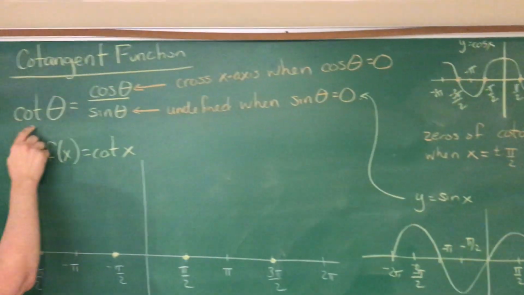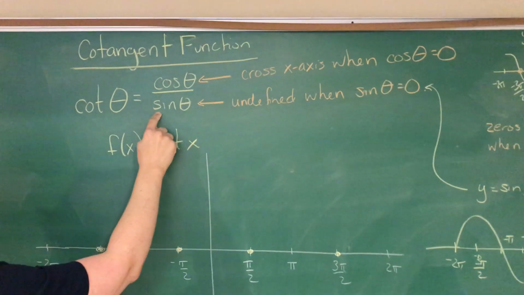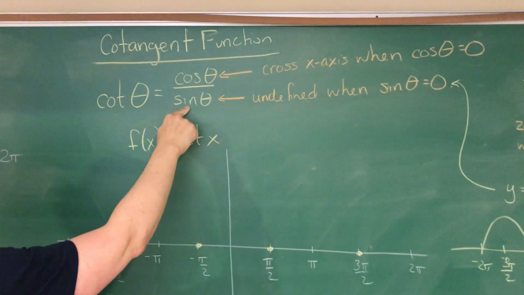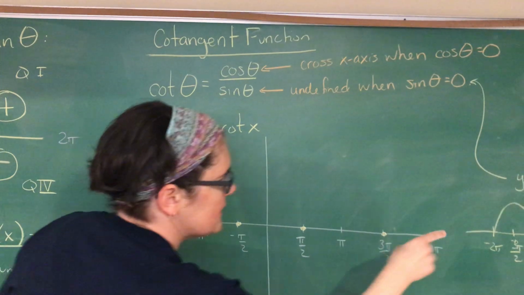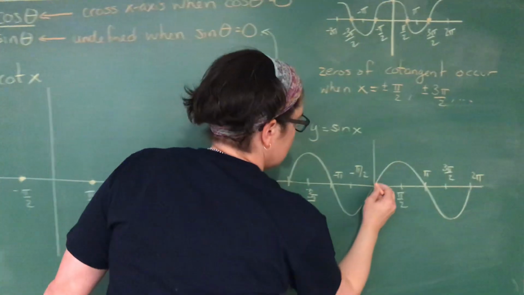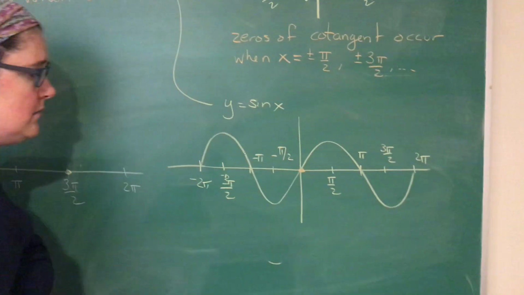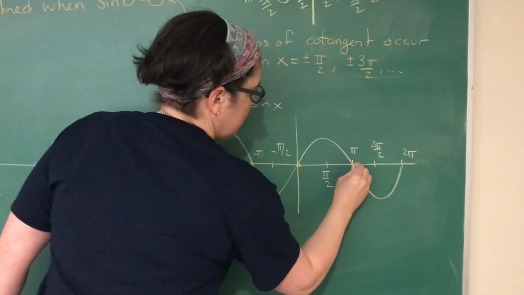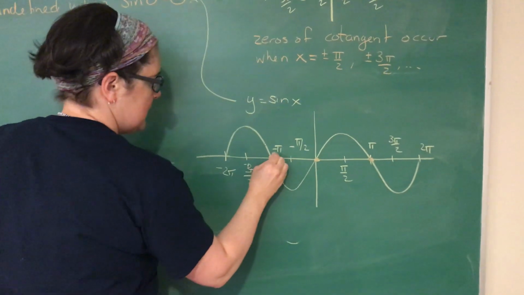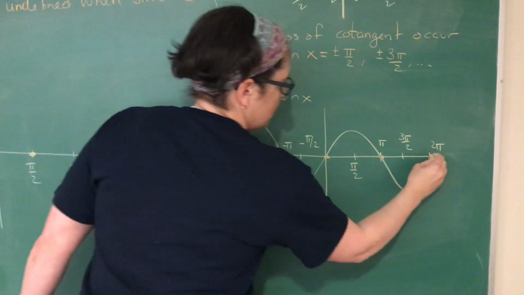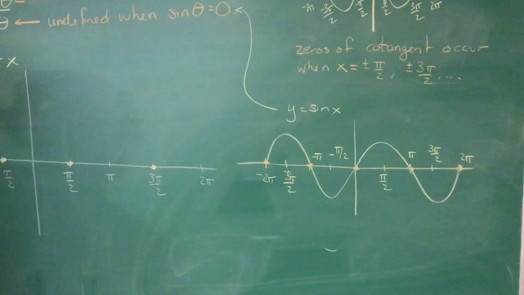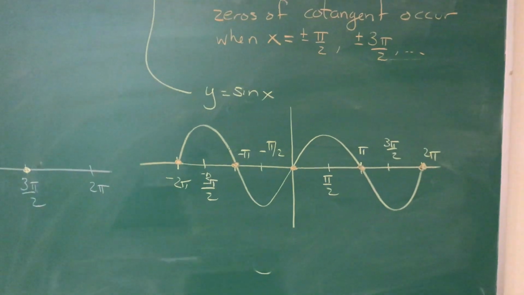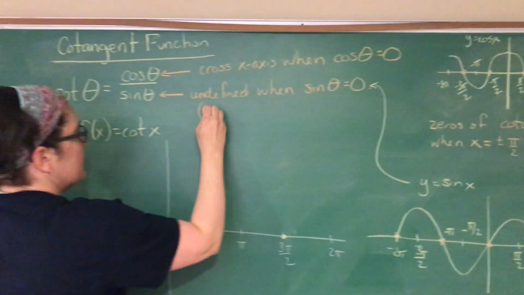And our cotangent function is undefined when the denominator, which is our sine function, is 0. So where is our sine function 0? Our sine function is 0 when the input is 0, when the input is pi, when the input is negative pi, when the input is 2 pi, and negative 2 pi. So these are places where we will have vertical asymptotes.